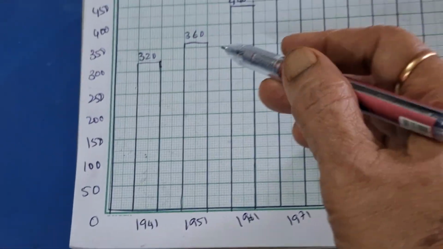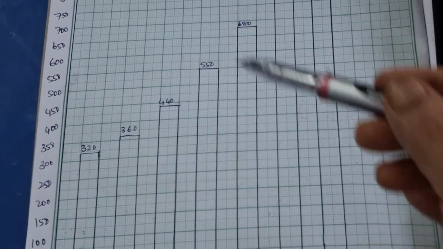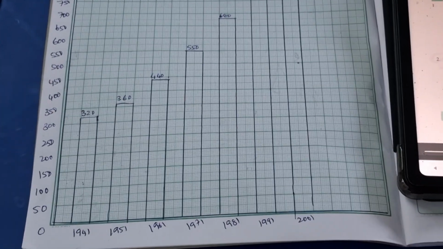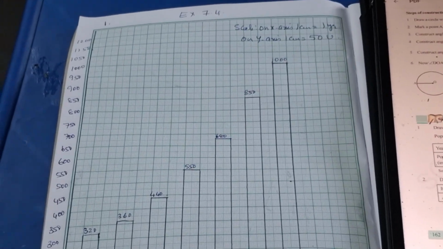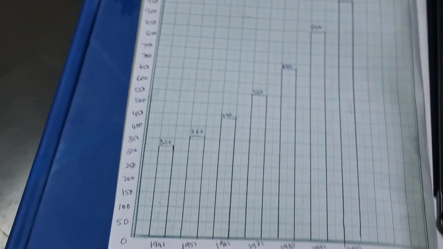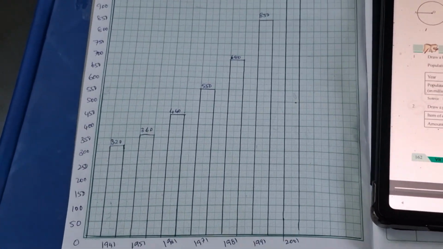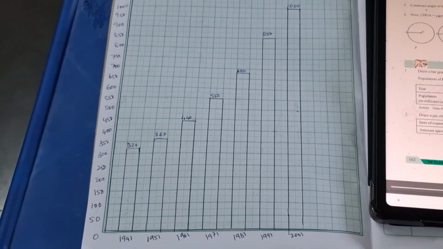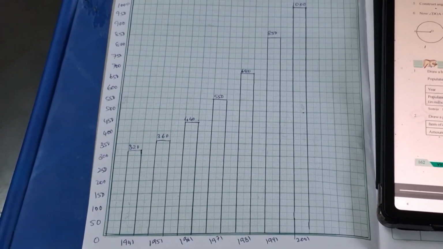Next, 1951, 360; 1961, 440; 1971, 550; 1981, 680; 1991, 850; 2001, 1000. So this is how the representation should be done for the graph, children. So this is the graph. Please note it down. Please do it, children. I hope I am clear to you. The graph that you are going to get is in this way. This is the first problem.